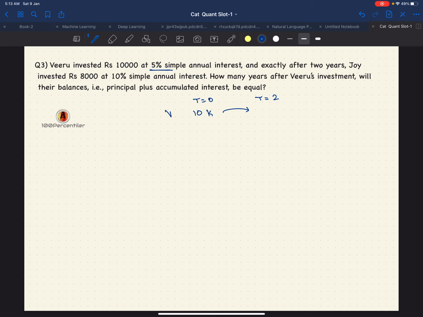10% of 10k is 1k. So we will have a total value of 11k after 2 years. Now Joy is investing at t equal to 2, which is 8k.